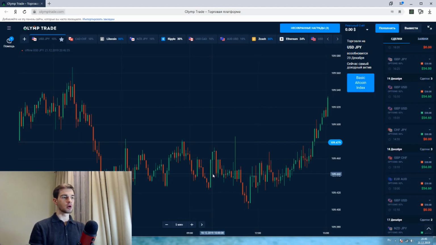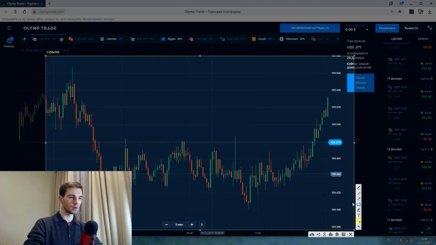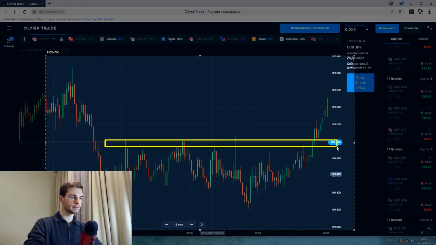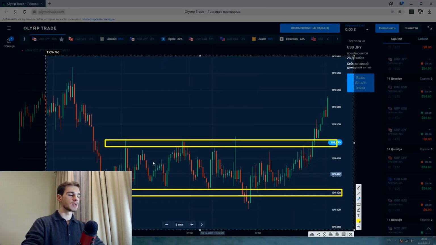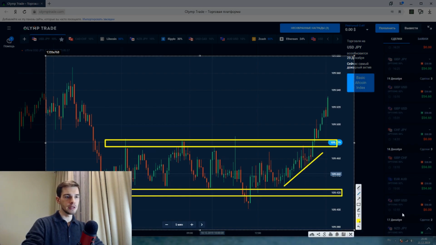So, let's now talk about breakouts of levels. Again, I will draw the resistance level and the support level. Look, the price has been moving in this range for a long time. It goes from level to level. And what happens next? Next, our lows definitely start to gradually rise. Here we see that our lows are slowly but surely increasing.